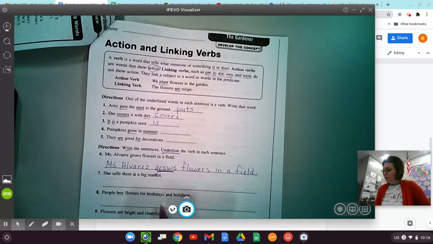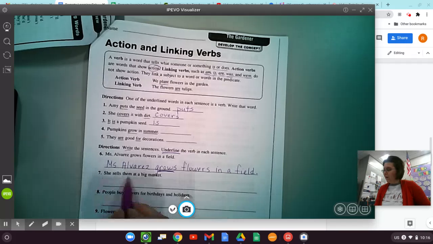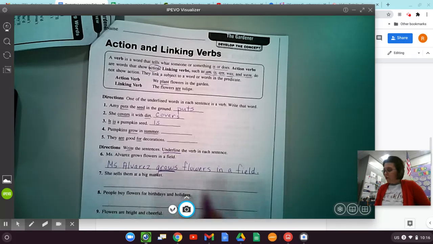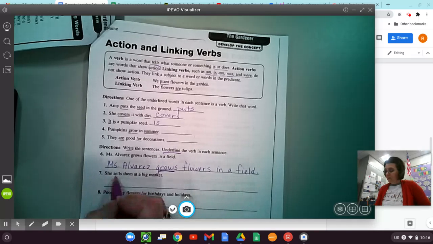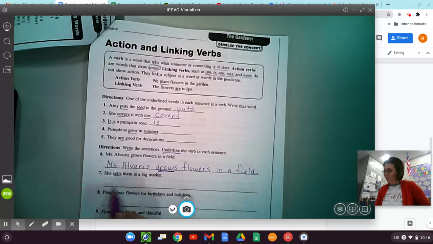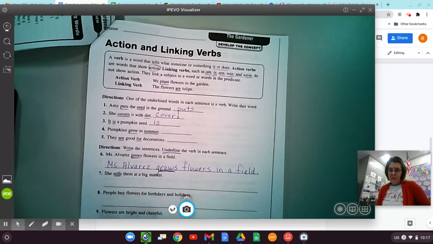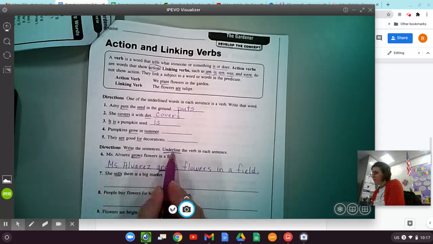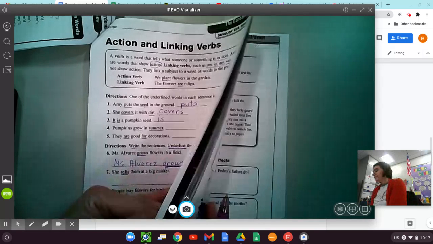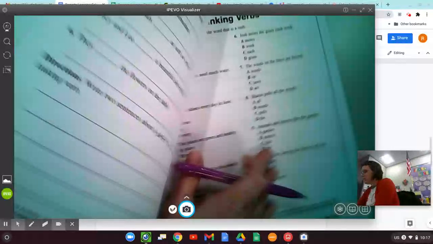She sells them at a big market. You're going to write, she sells them at a big market. What does she do? She sells. So when you write that sentence, please underline it. You can underline it here too. Okay, so go ahead and read the rest of those sentences. Write the sentence, underline the verb. Okie doke. Let me turn the page. Let's take a look here.